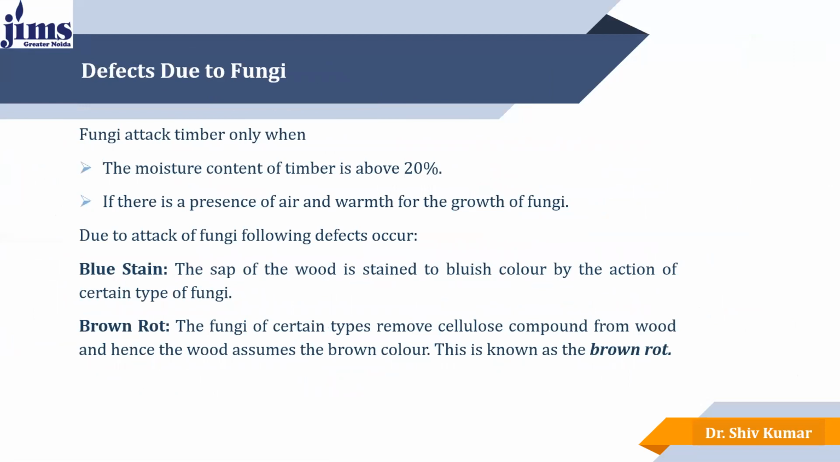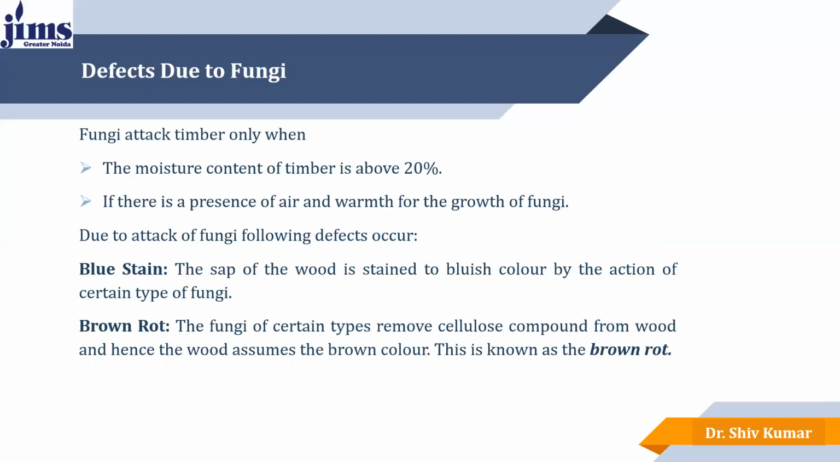Next is defects due to fungi. Fungi are microorganisms, living structures, which can attack the timber and cause various types of spots, sometimes converting it into powder form. They grow due to the following reasons. The first one is if the moisture content in the timber goes above 20%, then fungal attack may appear on the surface. And there must be a presence of air and warmth for the growth of fungi.